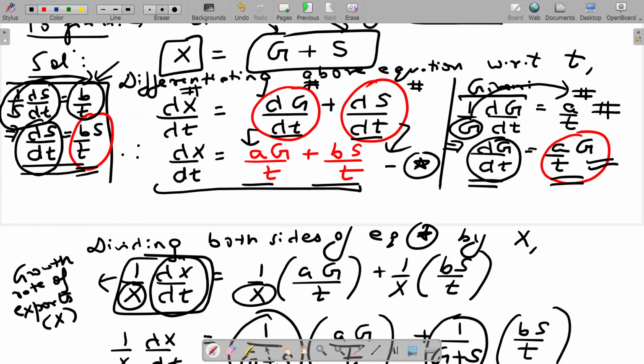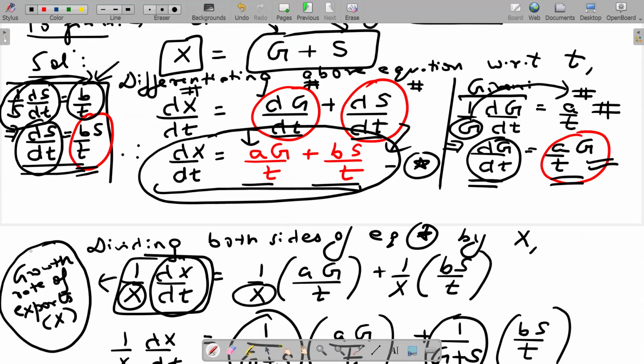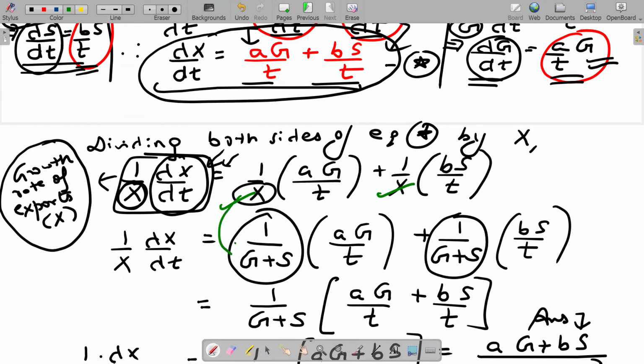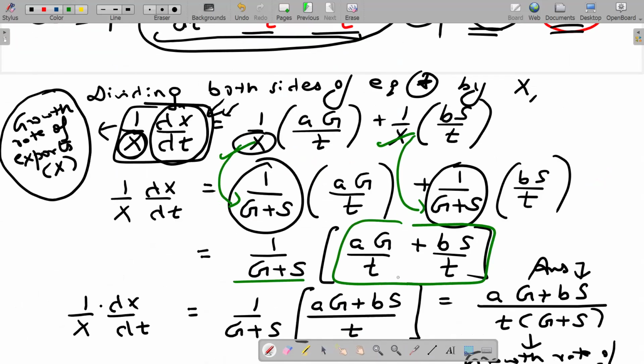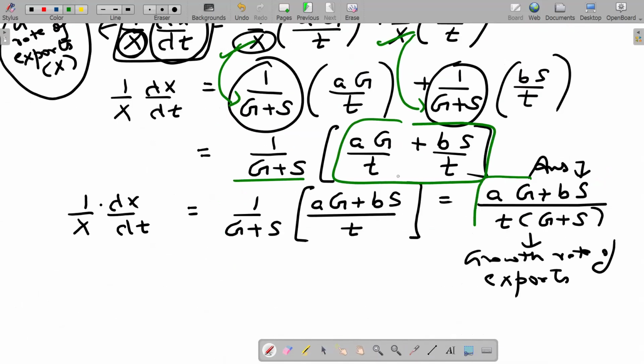Subbed in the values, divided both sides by x. Why did I divide this equation by x? Because I need to find the growth rate of exports. Growth rate of exports is nothing but dx by dt divided by x. So when I'm dividing the left hand side by x, I divide the right hand side also by x. And I just sub in the value of x. x is g plus s, so I put x as g plus s everywhere. I took g plus s common. I work out the algebra. I get my answer for the growth of total exports as ag plus bs over t times g plus s. So I can come back to the question paper and mark the correct answer.